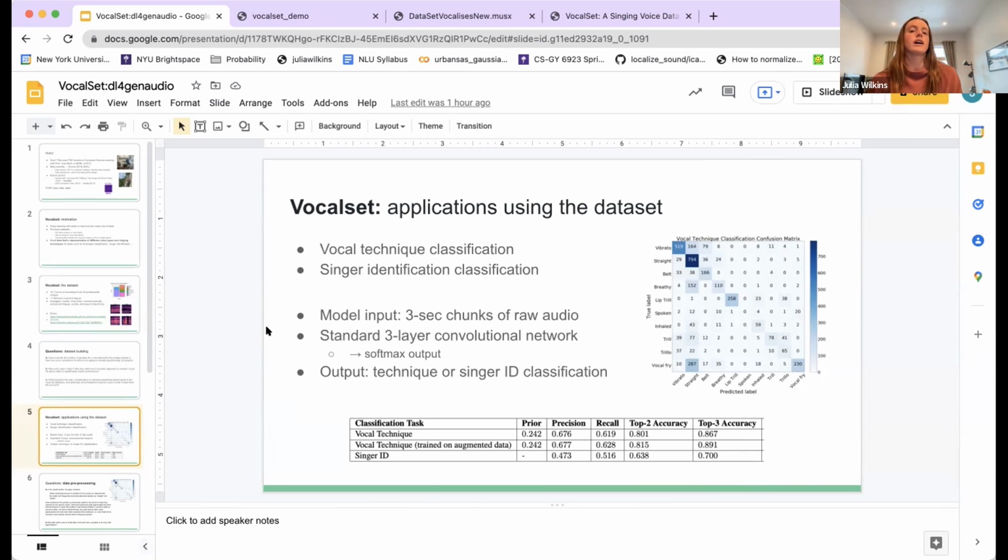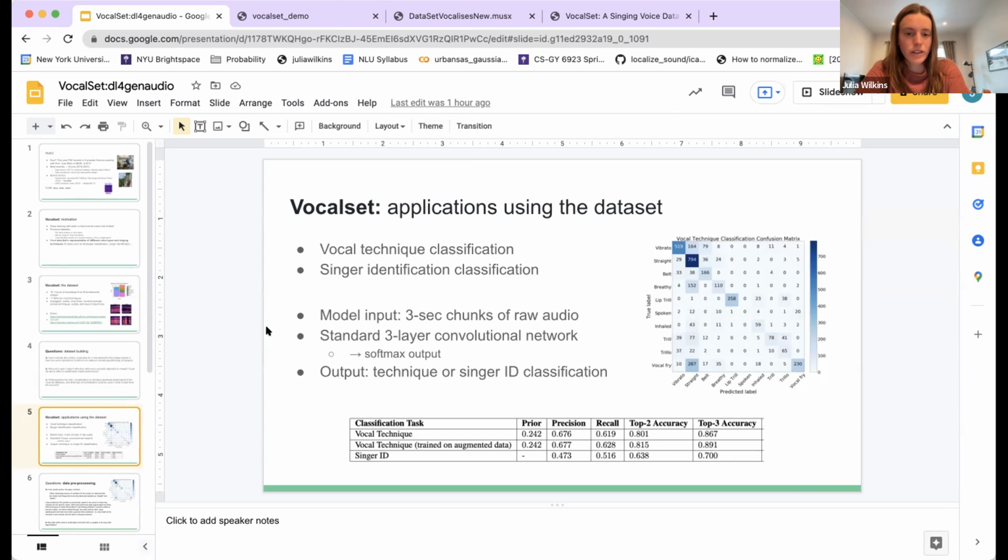So the model input, we basically segmented the audio into 3-second chunks. We normalized the audio, like I was just talking about, to make it amplitude agnostic in a sense. And we fed the raw audio into the model, which itself was a pretty standard 3-layer convolutional network. The output of the model was a softmax. We wanted it to focus and learn to predict the most likely class.